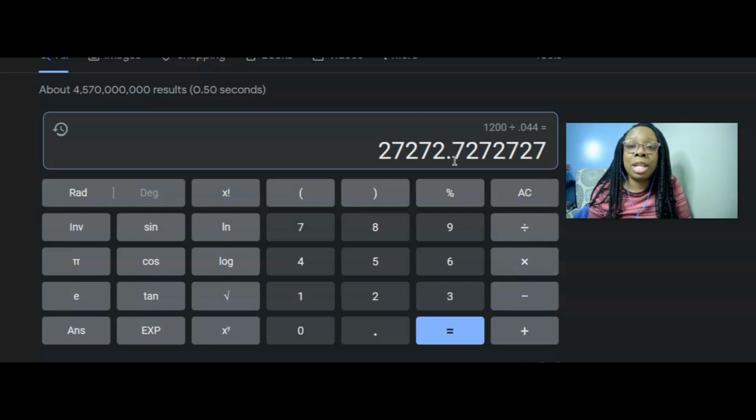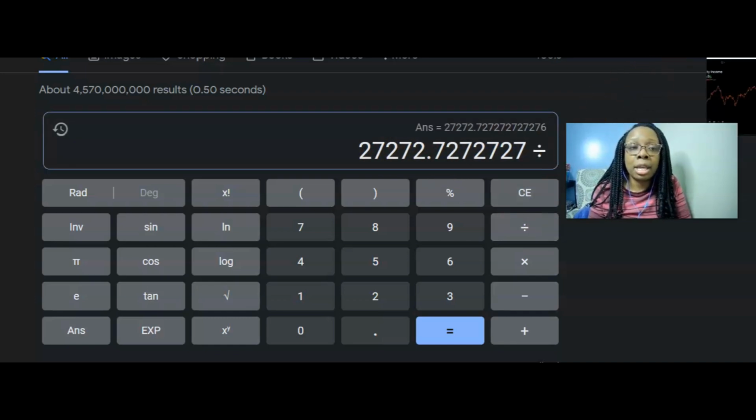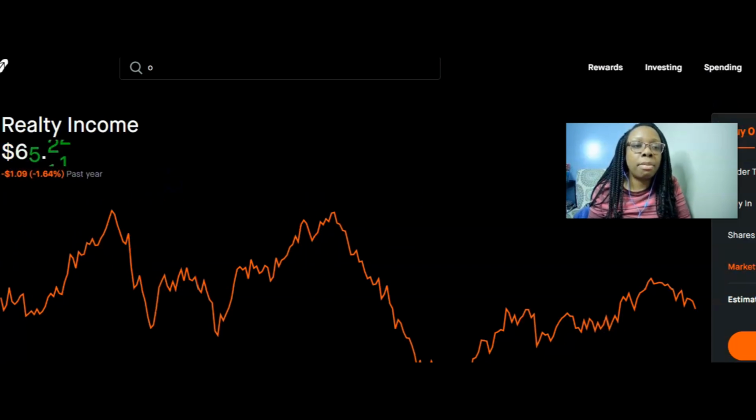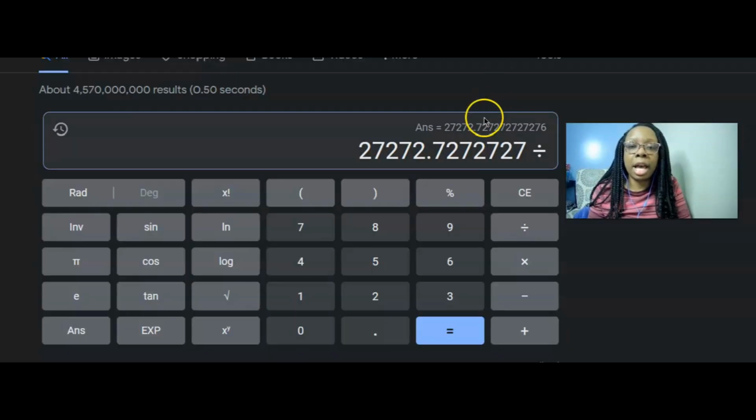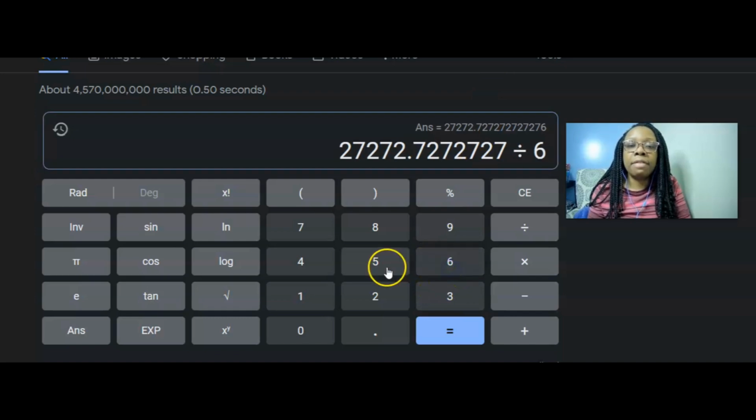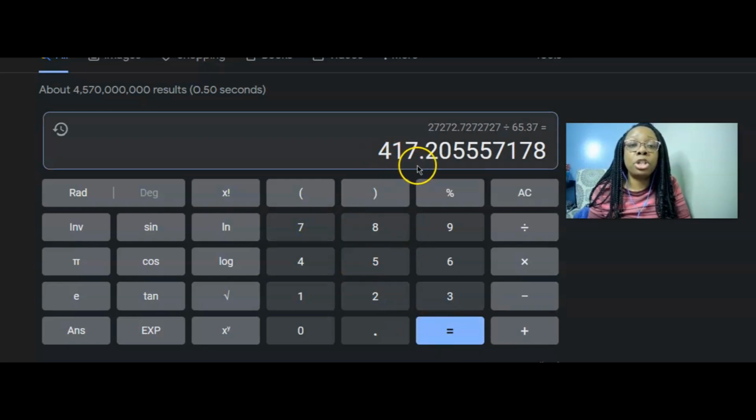Now, let's see how many shares that is. So you want to take this number and divide it by the current price of Realty Income. I'll bring up Robinhood. The current price is $65.37. Come back to the calculator and divide it by $65.37. That's how much the current share price is. Equal, you need to have 417.20 shares. Okay? Honestly, this is like the simplest way you can do the calculation. That's how many shares you need to have, almost 420 shares in Realty Income to get $100 a month.